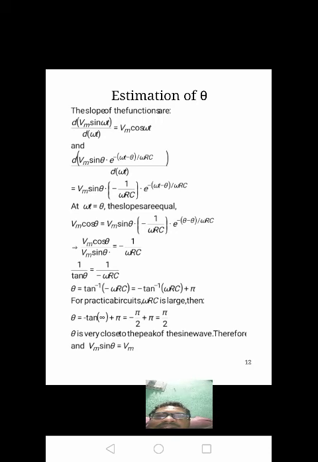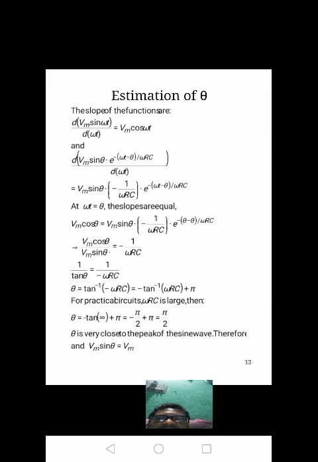At omega t equal to theta, the slopes are equal. Vm cos theta is equal to Vm sin theta into minus 1 by omega RC into e power minus theta minus theta by omega RC. Then the next step, Vm cos theta divided by Vm sin theta is equal to minus 1 by omega RC. Vm gets cancelled. Sin theta by cos theta is tan theta, so 1 by tan theta is equal to minus 1 by omega RC.